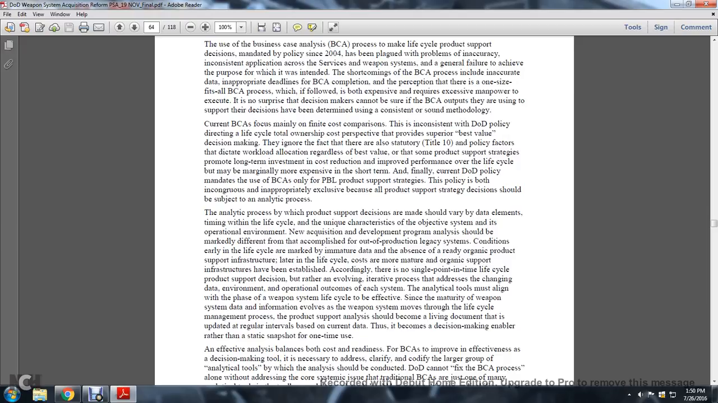And finally, the current DOD policy mandates business case analysis only for the performance-based logistics product support strategies. The policy is both discouraging and inappropriate, excessive, and because of this, all product support strategy decisions should be the subject of an analytical process.